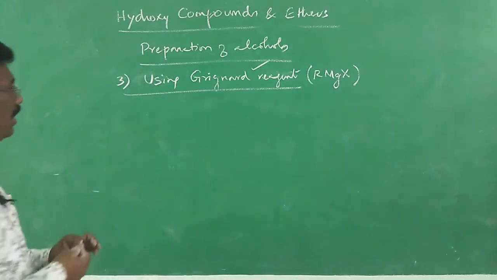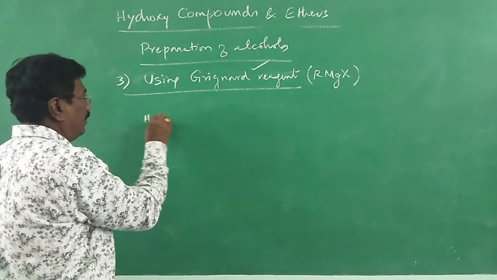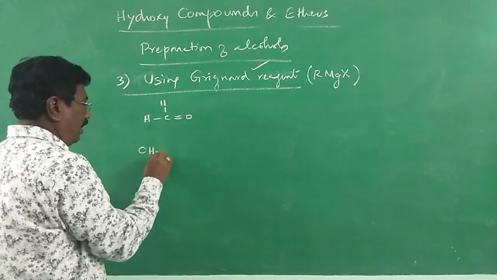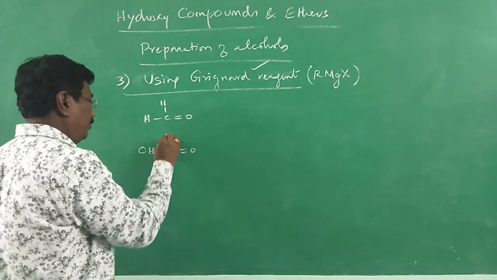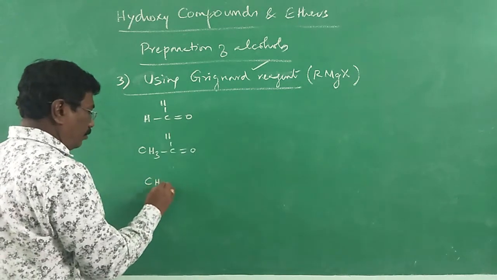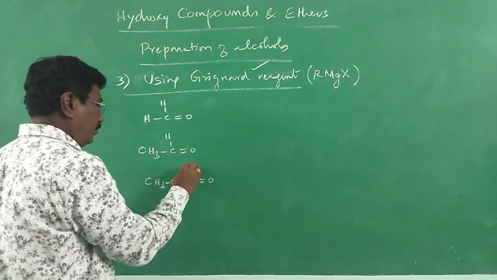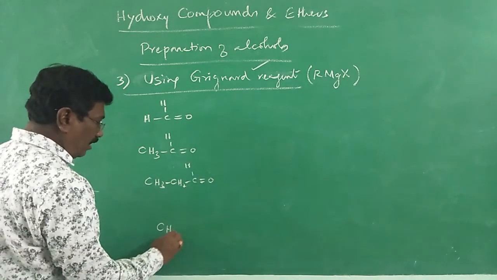So any aldehyde, formaldehyde, acetaldehyde, or anything, whatever may be the aldehyde, you will be getting alcohol. With ketones also you will be getting alcohol.